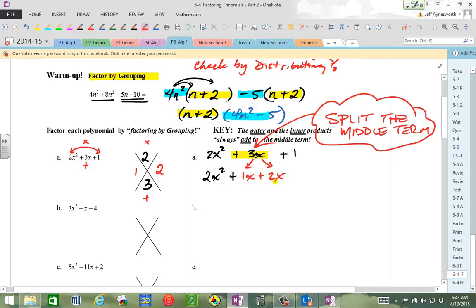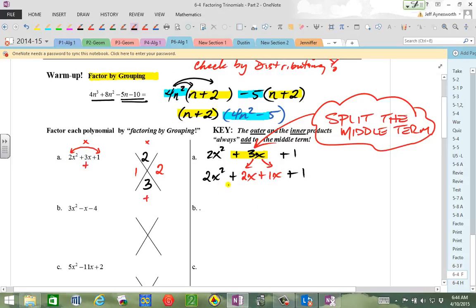It's probably going to be easier if I switch these around because I see a common factor of 2 here. So let me switch the order here. So I'm going to rewrite it as 2x plus 1x here. There is splitting the middle term and then plus 1. And now I have 4 terms instead of 3 because I split the middle term. Now we do a little factor by grouping.